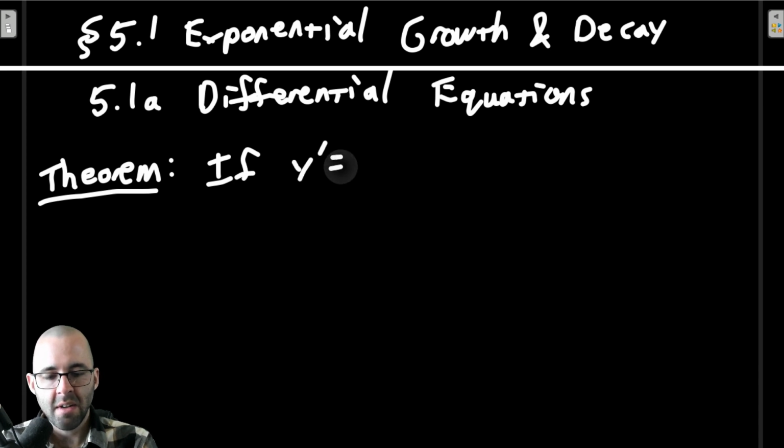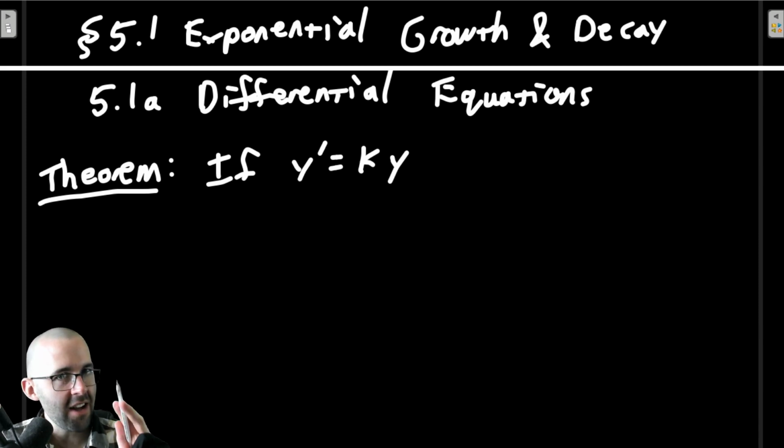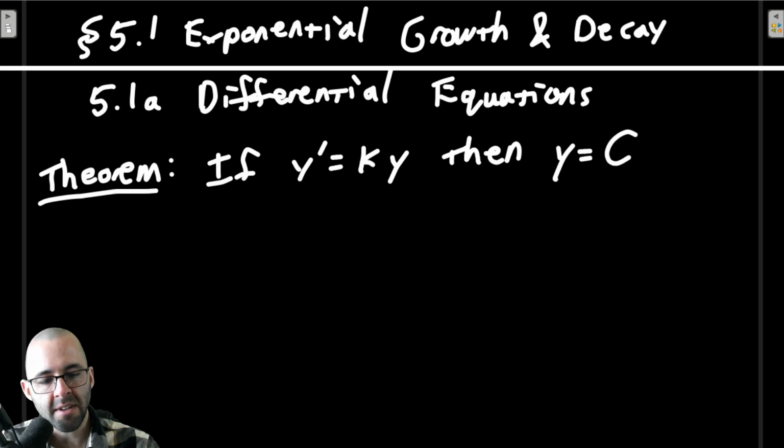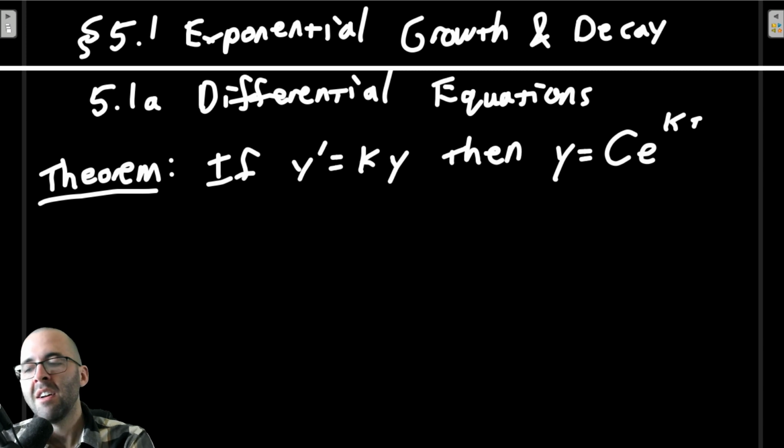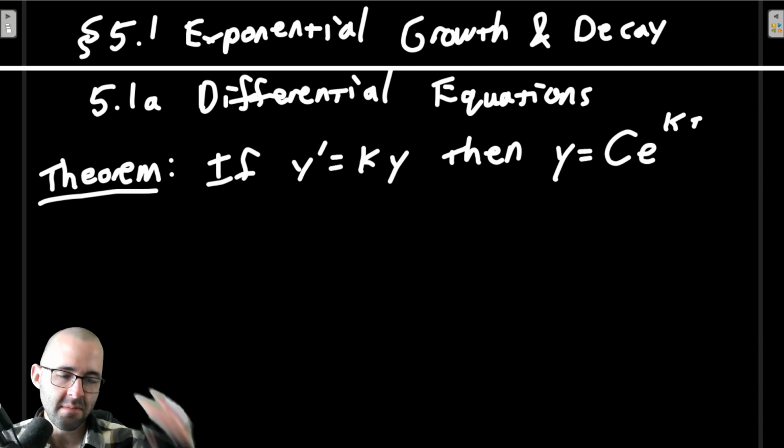If y prime is equal to some constant times y, if the derivative of a function is just the function itself times a number, then the function must have been of this form, ce to the kt. That's our theorem. Small version of the theorem. The book has a wordier version, if you'd like.